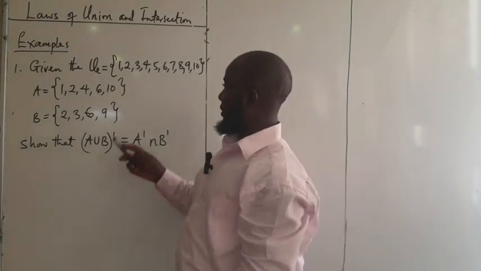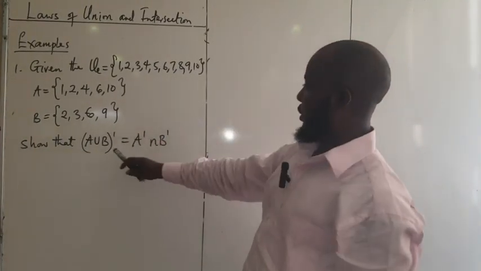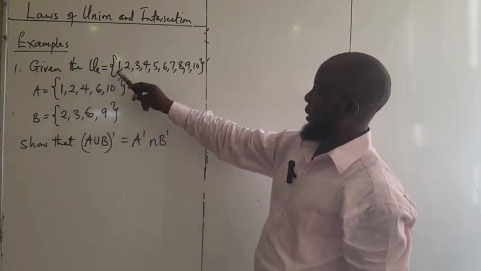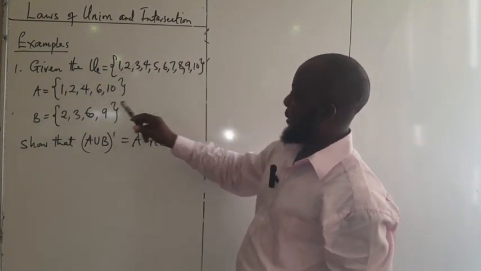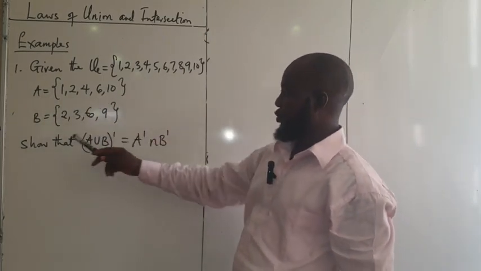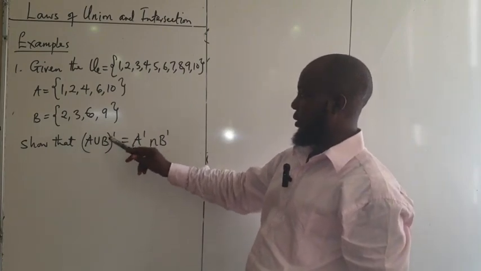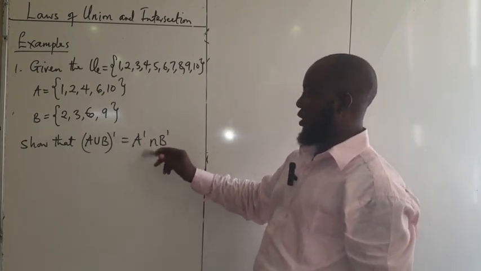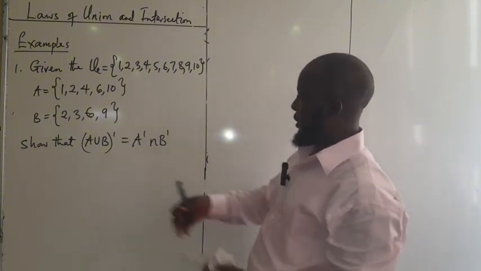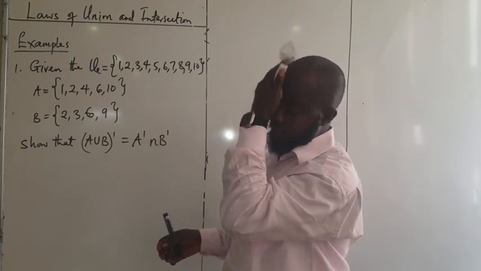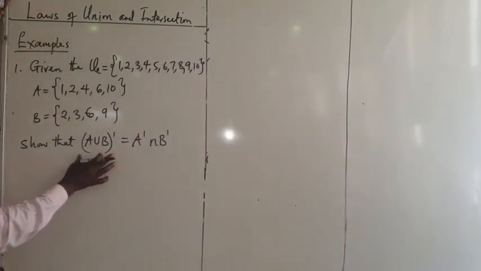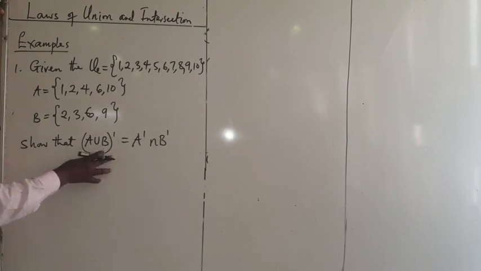Right. So we're going to use this example to explain this law. We are given that the universal set is 1 to 10, then set A is this, set B is this. So we have to show that A union B complement is equal to A complement intersection B complement. So this is DeMorgan's law, the fifth law I just explained. To solve this, the first thing we're going to do is solve this aspect and see what we're going to get.